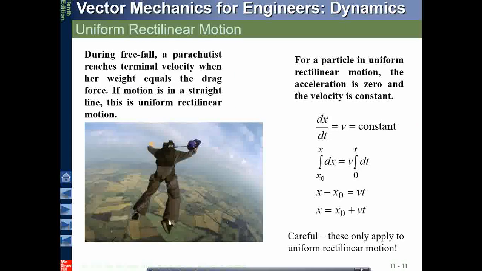Then we have another kind of motion, a uniform rectilinear motion, something very similar to what ideas Newton gave actually. So especially during a free fall, a parachutist reaches a particular velocity known as the terminal velocity, when her weight actually equals the drag force. The weight of this parachutist equals the drag force. Drag force is applied from here, and the weight is going in this direction.